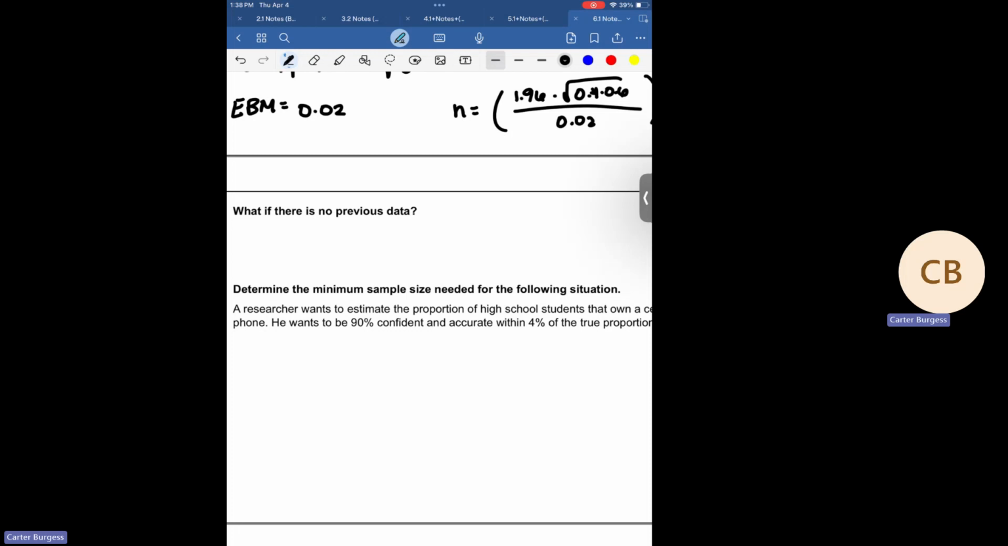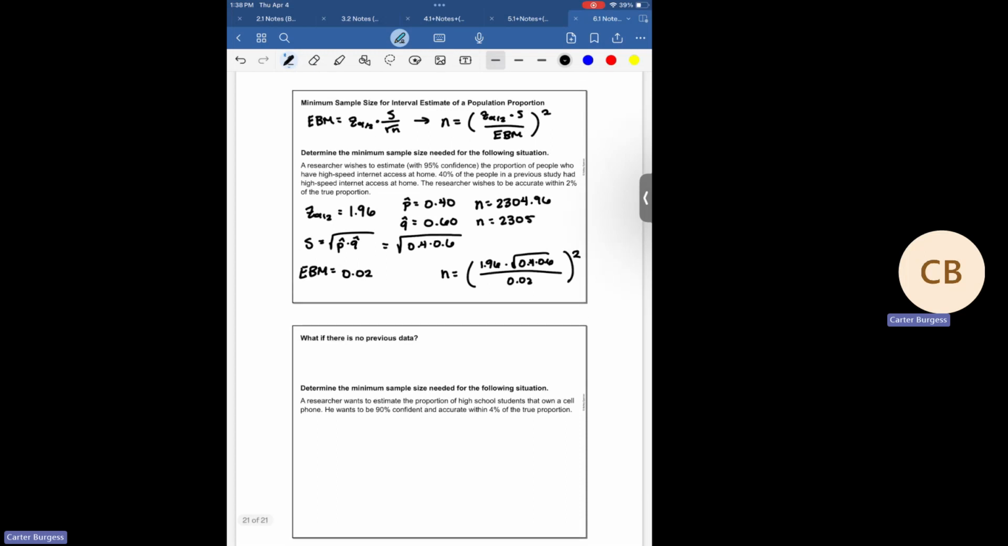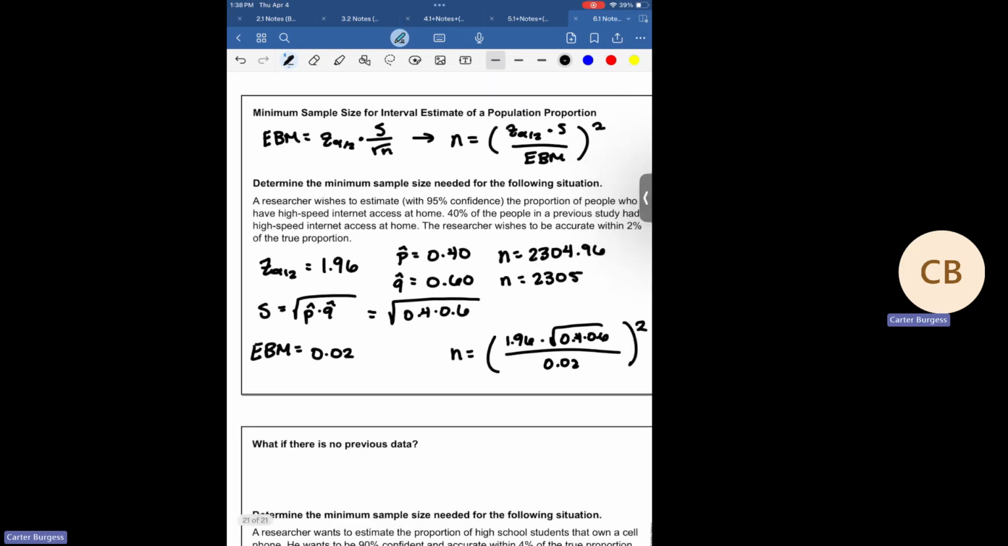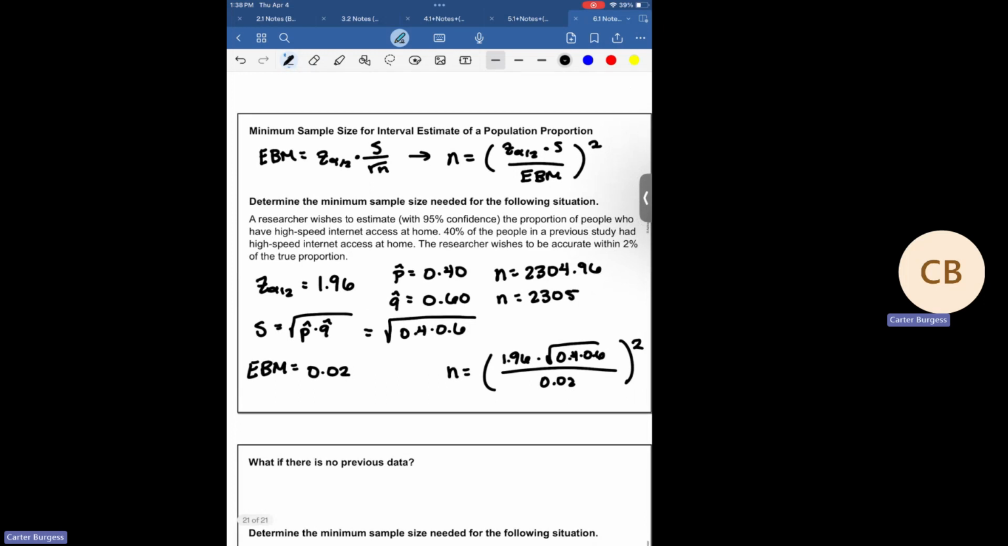So this is saying there isn't previous data, and we're going to need to figure out a way to do it. First question that I want to address: what information did the previous example give us? When I was going through here, we had this previous study that we looked at. What did we use that previous study to get? That was how we got p hat, and ultimately we used p hat to calculate q and then s.